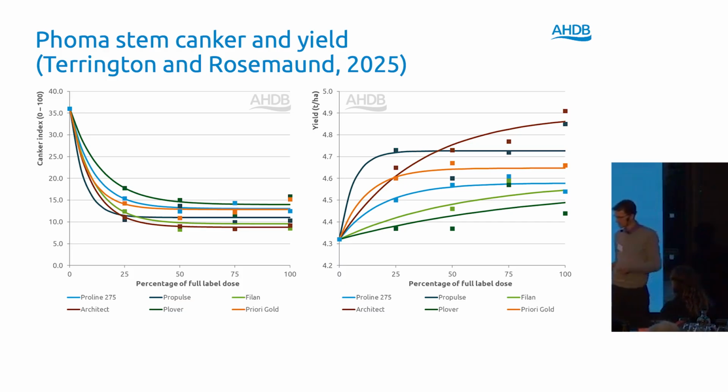The straight prothioconazole, the Proline 275, is 0.25 tonnes per hectare. You then have the Prairie Gold, the azoxystrobin difenoconazole co-form, at 0.35 tonnes per hectare. Top line there, the Propulse, the fluopyram co-form, has given 0.45 tonnes per hectare. And just above that, the Architect, the pyraclostrobin-based chemistry, has given a 0.5 tonnes per hectare yield uplift over control. But note, that is at that 75% dose rate. At the 50% dose rate, it's given the same 0.45 tonnes per hectare yield uplift as the Propulse.